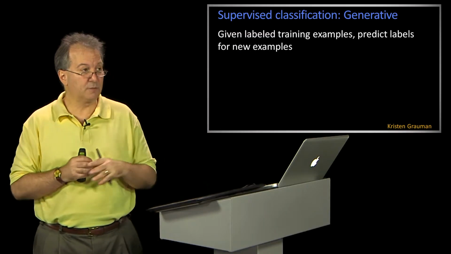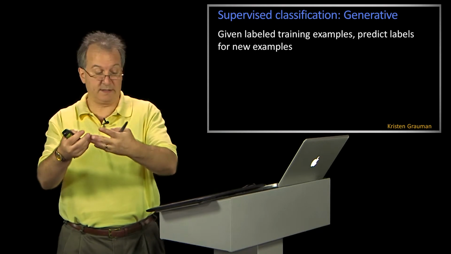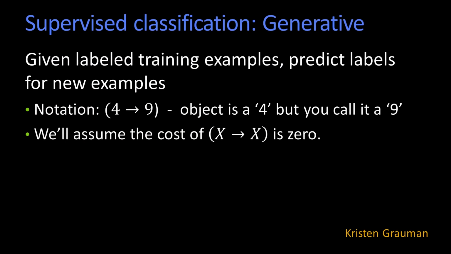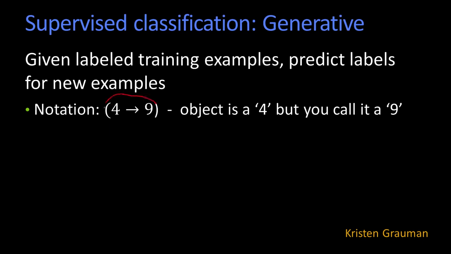Let's talk about the generative method. And like I said, we're going to be given some training examples, and we want to predict the labels, okay? I need a little bit of notation because we're going to do a trivial amount of math. This little notation, 4 to 9, means an object is really a 4, but I call it a 9.